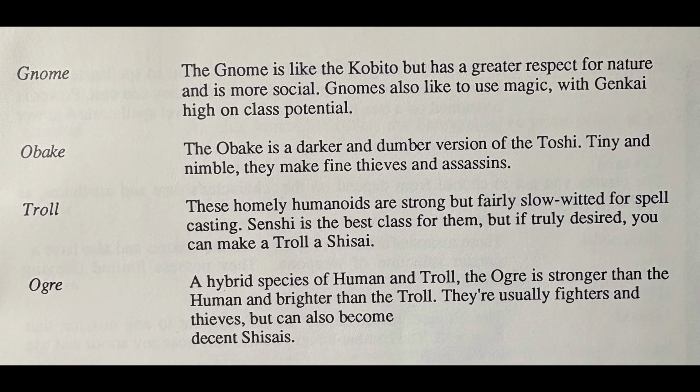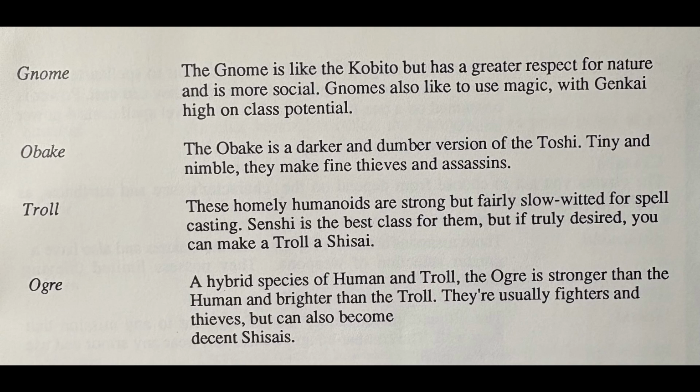They're kind of the dark elves, I think. I forget. I'm going to double check. The obake is a darker and dumber version of the toshi. Tiny and nimble, and they make fine thieves and assassins. So not enough smarts to be a spellcaster, but more than good at being a thief.